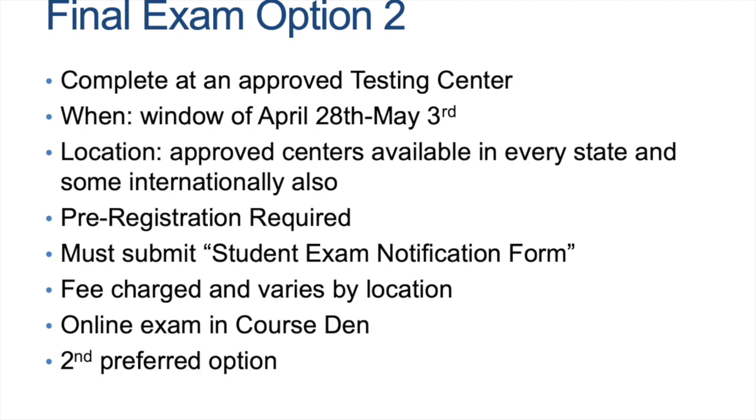There's even a student exam notification form that you have to fill out. If you don't fill that out, then the proctoring people here at West Georgia won't know to set up everything for you, okay? So you have to fill out that form, and I've got a link to that form in your course syllabus. There is a fee charged. It varies by location. I'm told the range is about $15 to $40, okay, per exam. And you will actually complete an online version of the final exam that will be in course 10, okay?